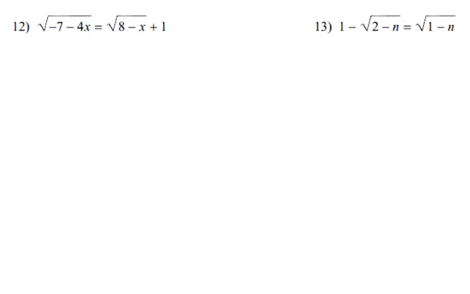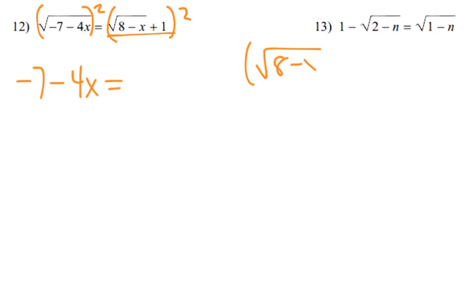Okay, number 12. Okay, now we're getting even crazier. So, follow along here with this one because we're going to go for a ride. I've got one of these by itself, so I'm going to square these. Okay, so I get negative 7 minus 4x equals this. Now I'm going to square that. Square root of 8 minus x plus 1 times square root of 8 minus x plus 1.